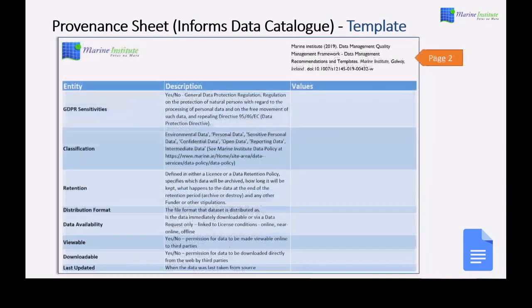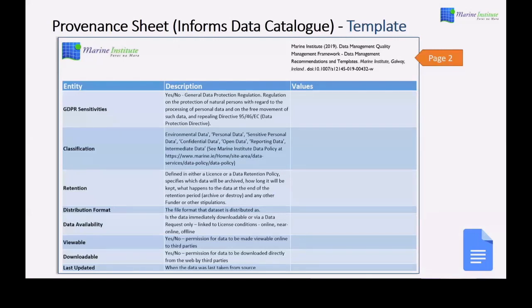So the next sheet, again, classification is a big thing here. So is there any GDPR sensitivities that we need to be careful of, classifying the data, and then as well retention policies, which is related to licensing as well. So how long are we going to hold on to this data for? Distribution formats, and the availability. Is it available to download immediately, or is it something that's available on request? So again, depending on what data we're talking about, these are really important to be aware of.